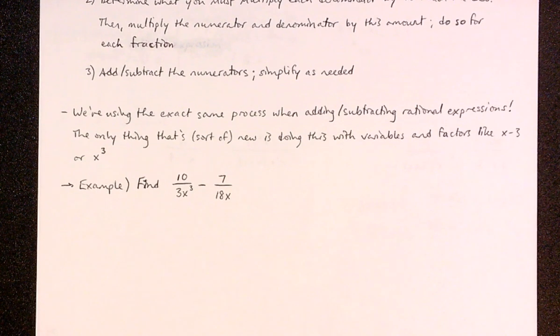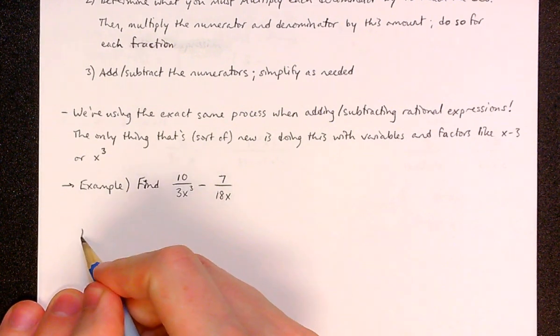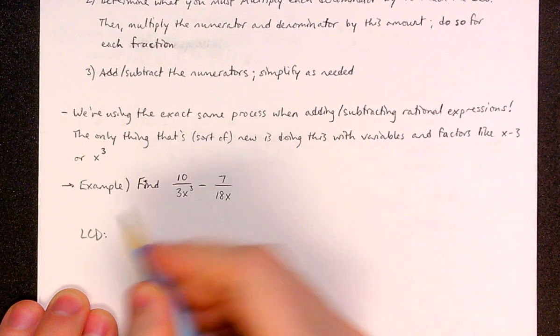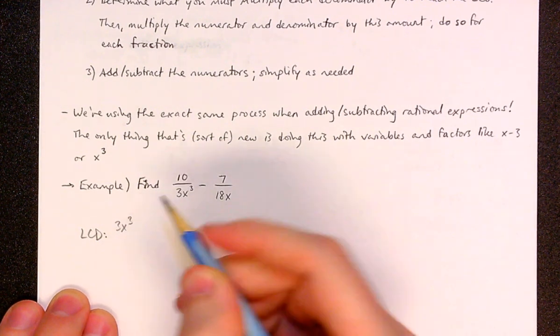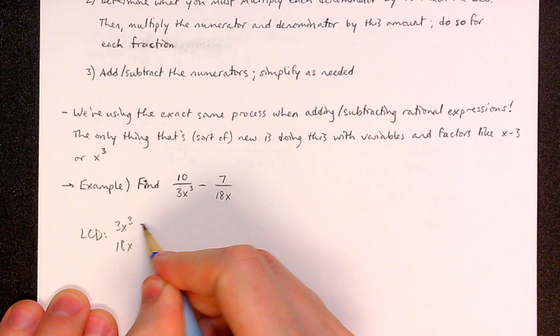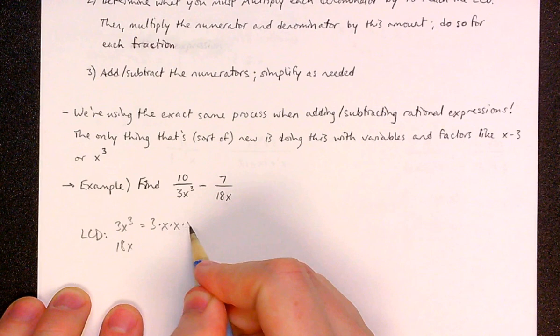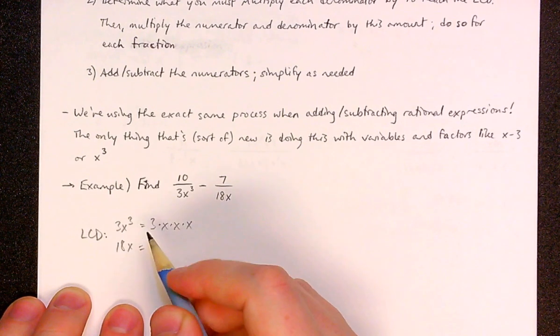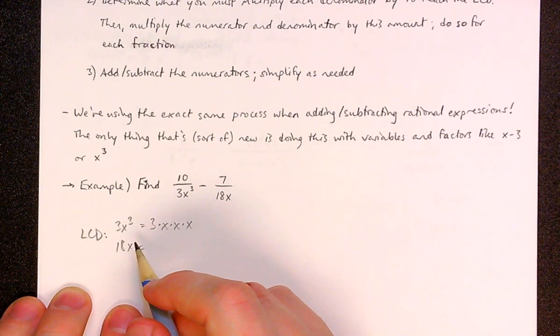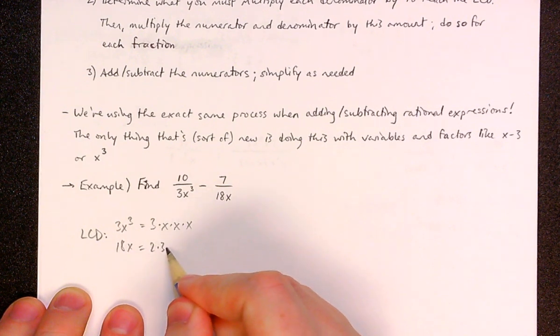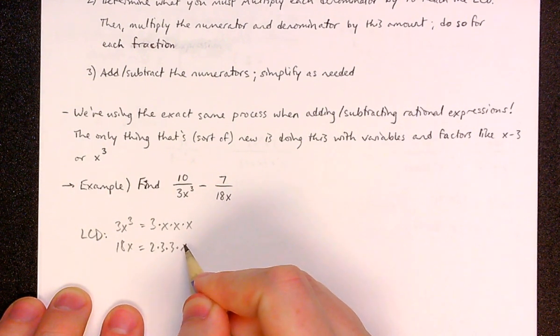So first, 10 divided by 3x cubed minus 7 divided by 18x. We're going to subtract these two rational expressions. So first thing we have to do, find the LCD. From our last video, we talked about finding the LCD. So we write 3x cubed as 3 times x times x times x. 18x, we can write 18 as 2 times 3 times 3, and then multiplied by that x.